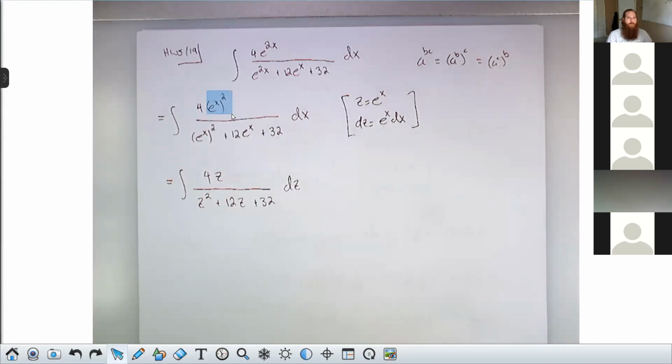So this e to the x squared is e to the x times e to the x. One of those e to the x's gets partnered with dx and becomes dz. The other e to the x from the numerator stays there, and it becomes z. The denominator is what it looks like it should be. Any questions on how to get to here? Okay, then what should I do next?